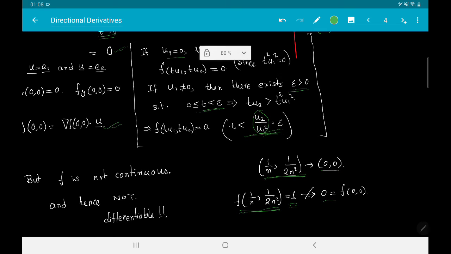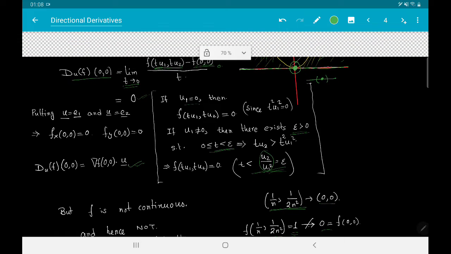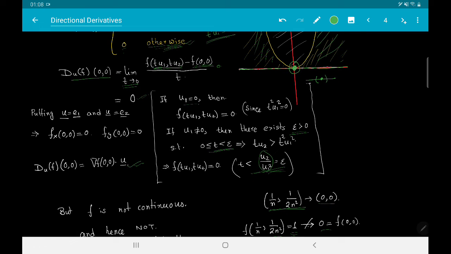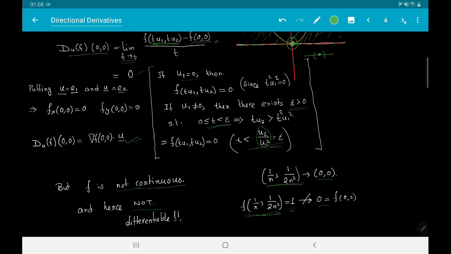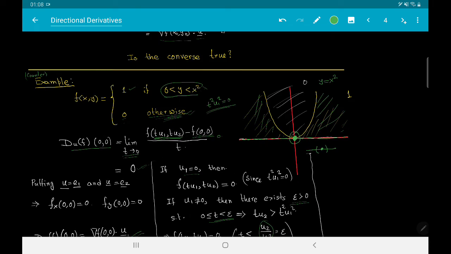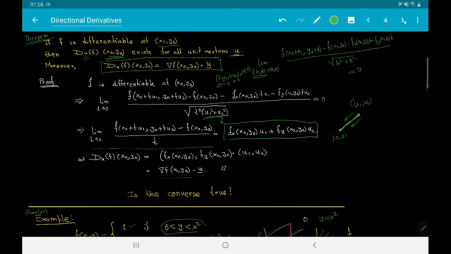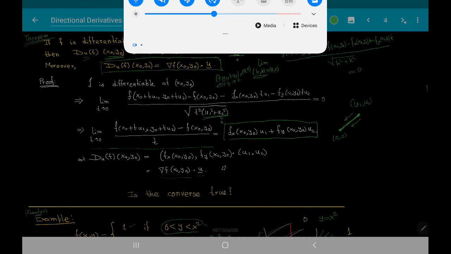We have seen before that a differentiable function is continuous. So this says that this function is not continuous and hence not differentiable. So the converse of the theorem that we have just mentioned is not true. We will come back to more properties of multivariable functions in our subsequent videos.